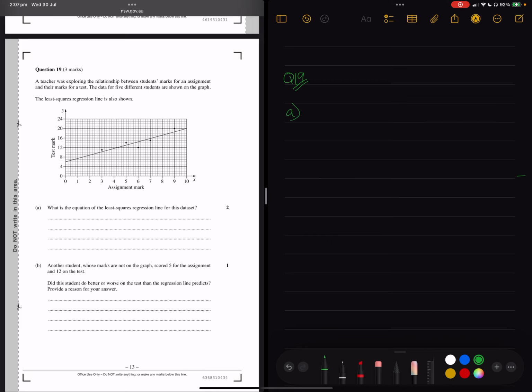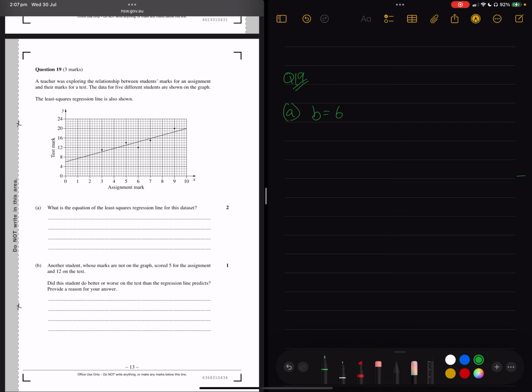So for part A, the y-intercept of this line is 6. So the b value is equal to 6 because we can see it on the graph. That's where it intersects the test marks line. The slope is a little harder, but we can see 2 clear points that this cuts.